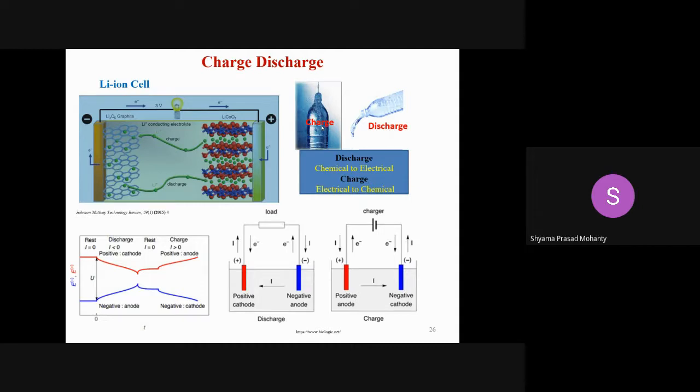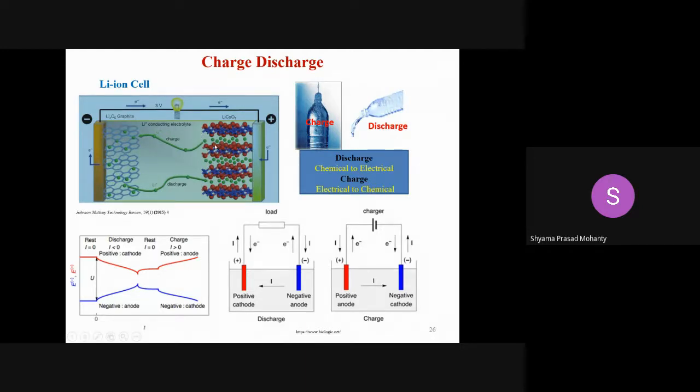If you come across lithium ion cells, in lithium ion cells your lithiated graphite will be serving as your anode, and lithium cobalt oxide, which is typically used, will be your cathode. So lithium ions during discharge will be moving from this graphite anode to this lithium cobalt oxide.